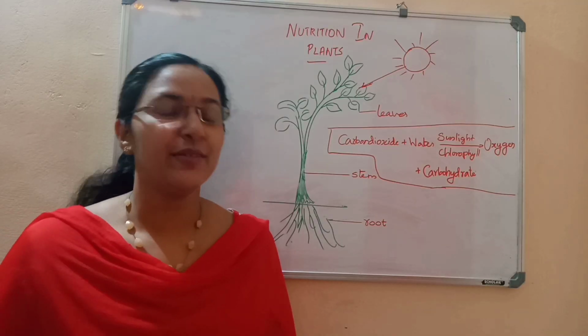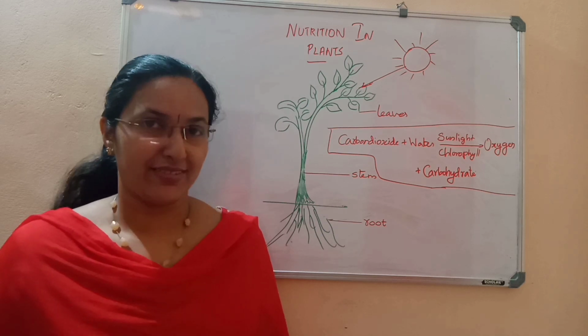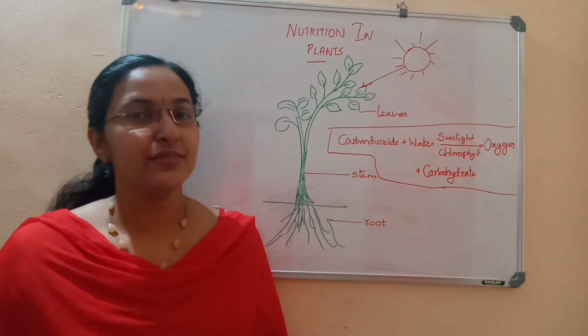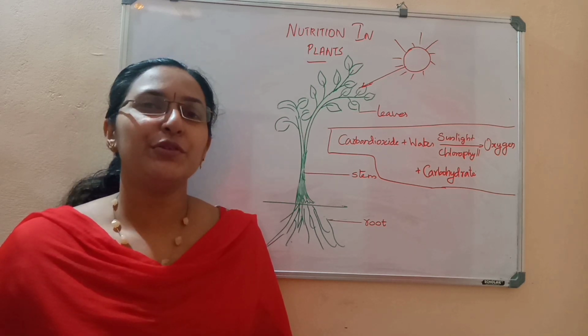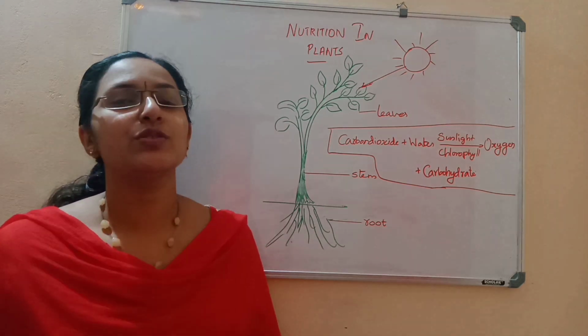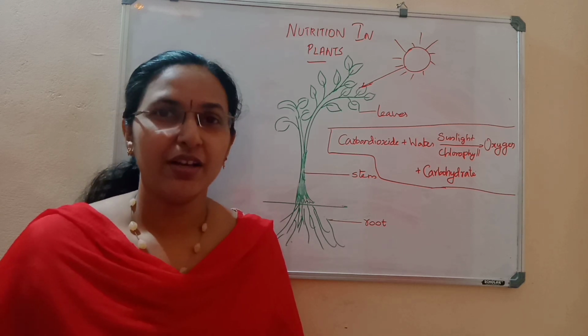Welcome to science class. Our first topic is nutrition in plants. Do you know what nutrients are? Nutrients are carbohydrates, fats, minerals, proteins, vitamins, etc. And there are two types of nutrition. The first one is autotrophic nutrition and the second one is heterotrophic nutrition.